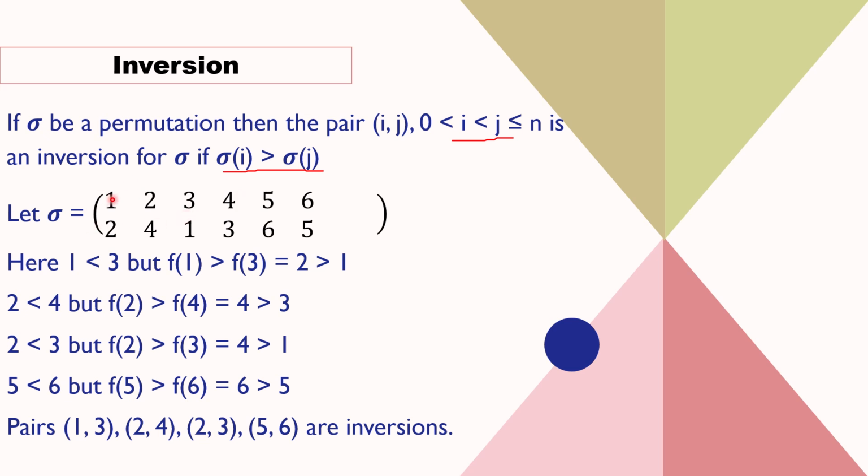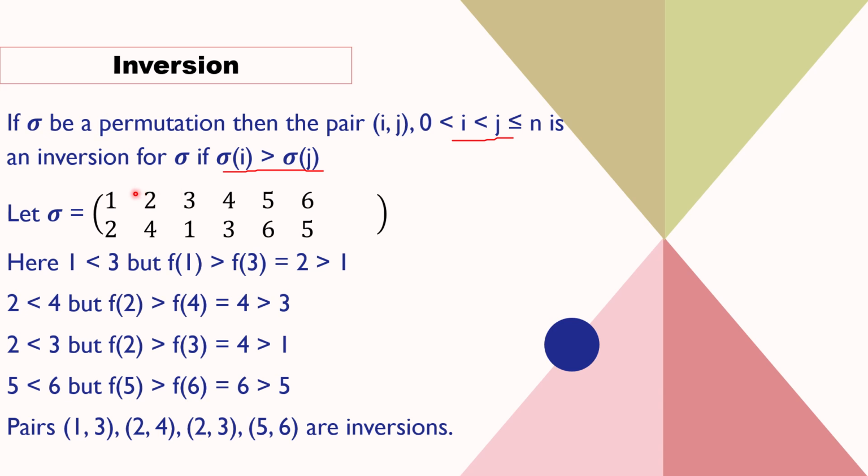Next, you check for 1 with 3. 1 is less than 3, correct. Then the image of 1 should be greater than the image of 3. Is that true here? The image of 1 is 2 and the image of 3 is 1. So the image of 1 is greater than the image of 3. The condition is true. Therefore, the pair ij, which is 1 and 3, is an inversion. This is what it means.